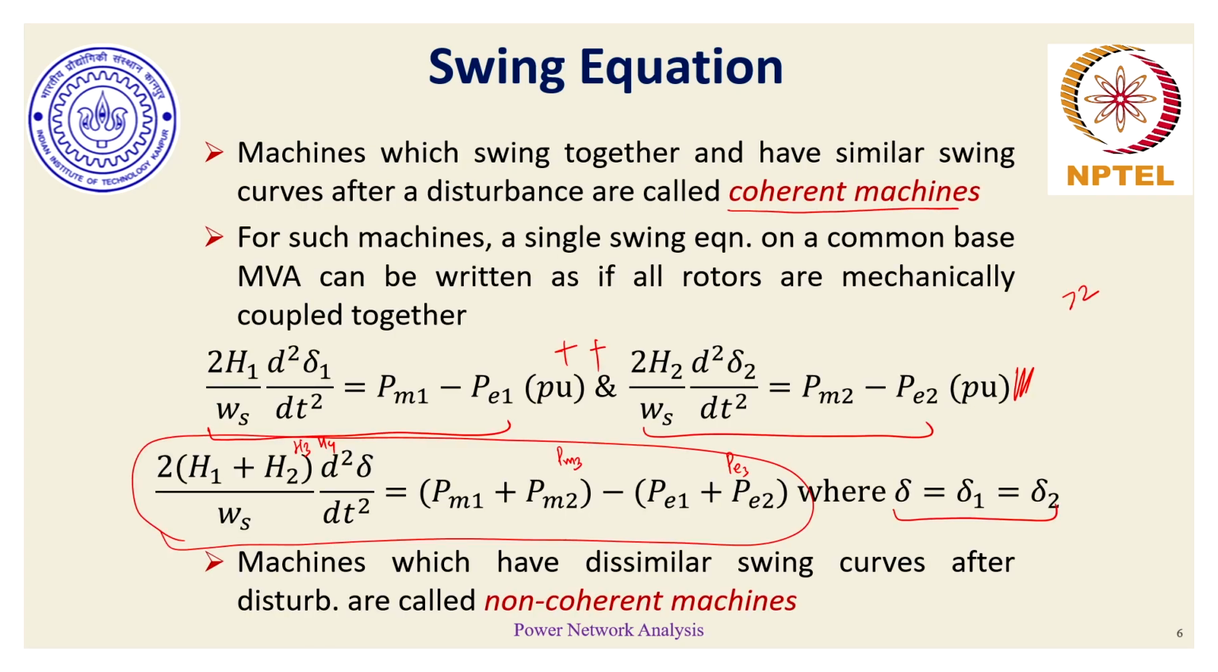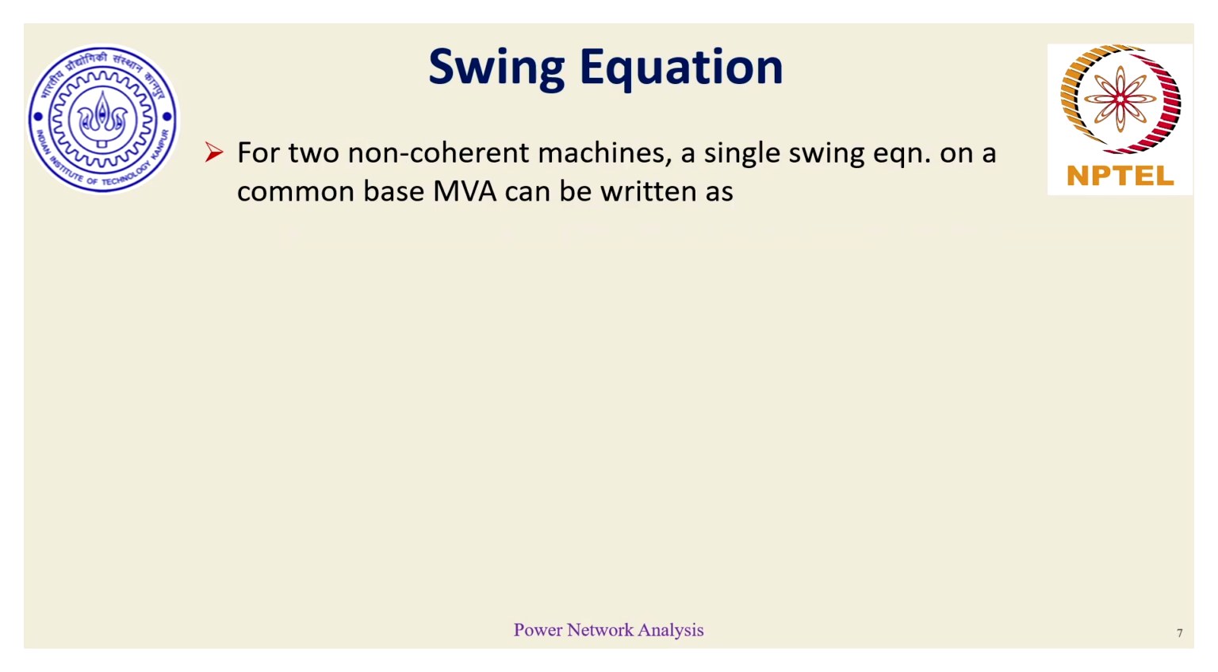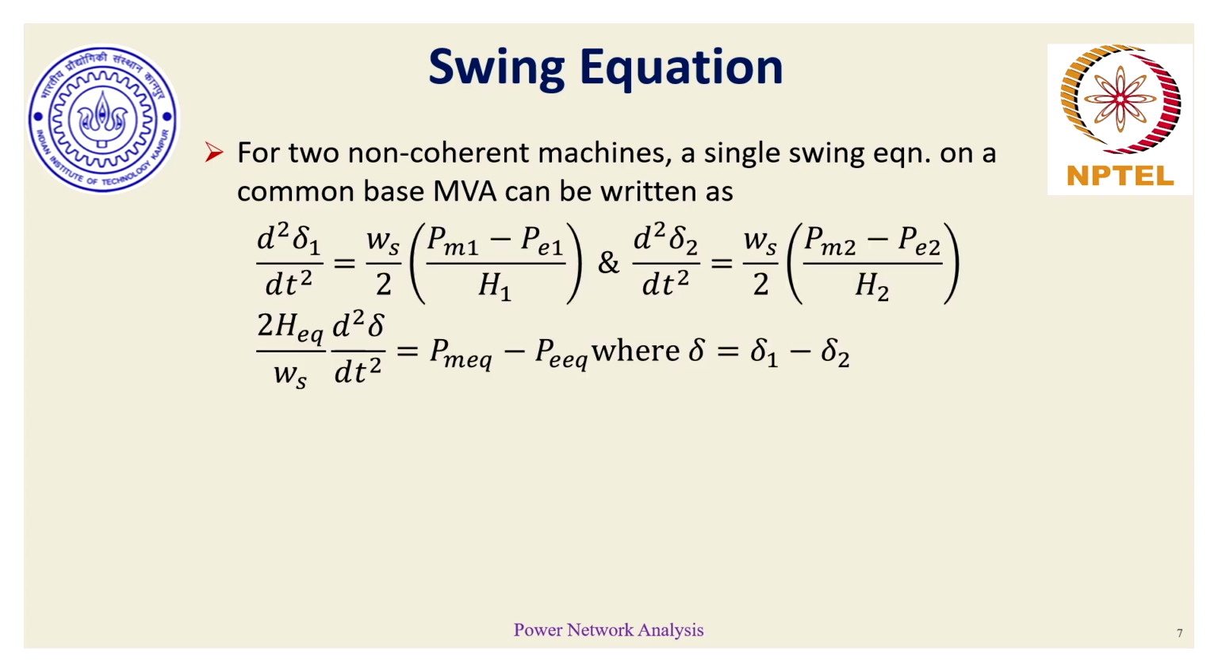The other set is non-coherent machines, where for 2 synchronous machines, their rotor angle variations following a disturbance are completely different. Their swing curves are completely dissimilar, and we would call those sets non-coherent machines. Suppose we have 2 such non-coherent machines, then there is a way of reducing these 2 non-coherent swing equations into one single equation. How do we do it?